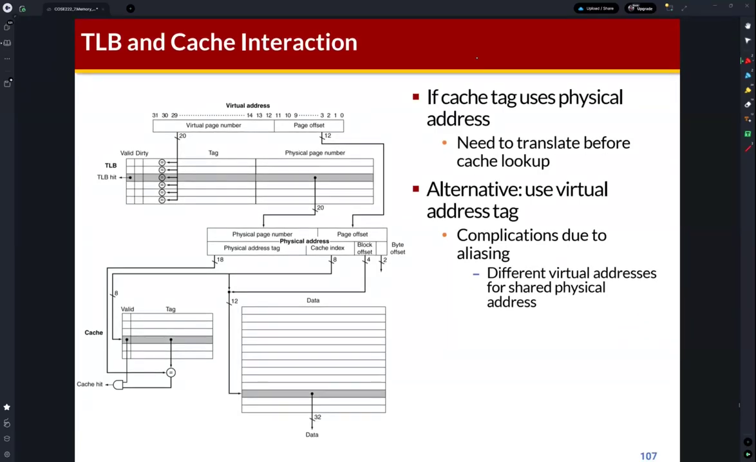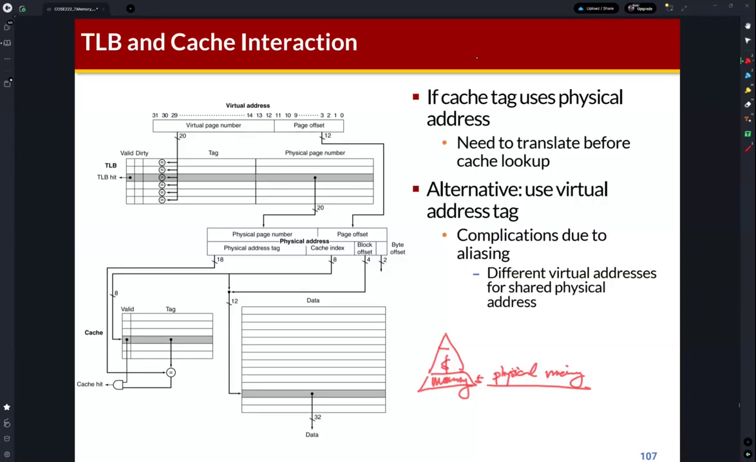So then, how the TLB works with the cache, right? We learned about the memory hierarchy, right? So this is the cache and then the memory, the physical memory. So what does it mean?